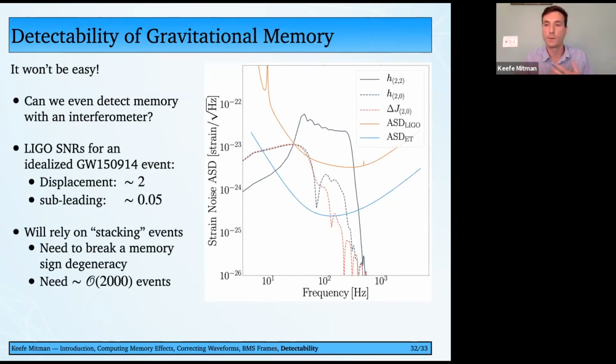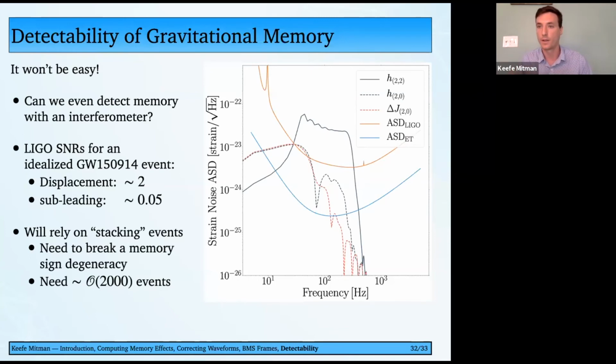And so to explain what that means, on this plot on the right, in orange and blue, I have the noise curves for LIGO and the Einstein Telescope, which is a detector that's new and should be online in a year or so. So in black, this is the 2-2 mode. As you can see, since the 2-2 mode overlaps with the LIGO curve, it's going to produce a large SNR, which just means it's going to be pretty easy to detect that 2-2 mode.